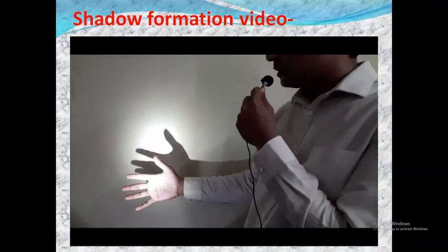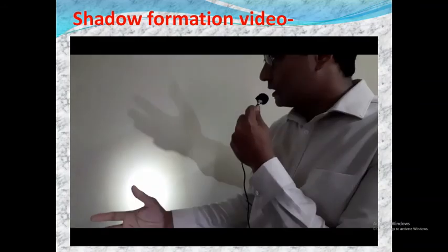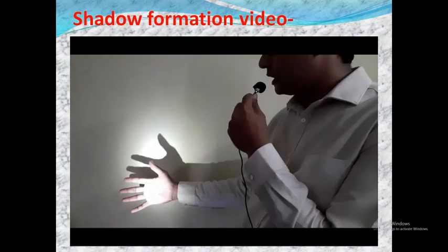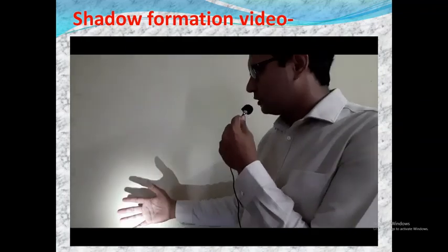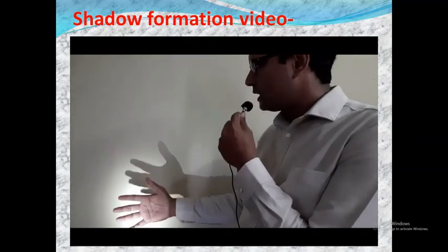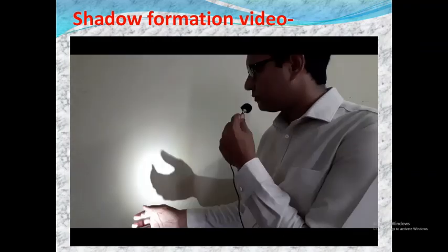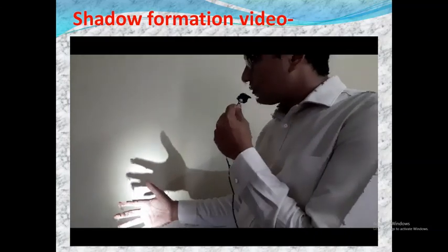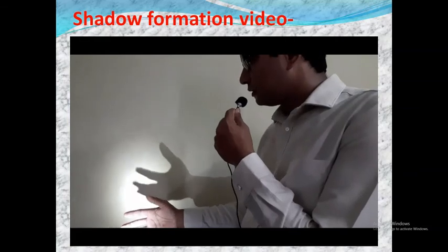For shadow formation, you can see that it can be larger or smaller. That depends on the orientation of the object, and the size is also depending on the movement of the object. Shadow is always formed opposite to the direction of the light.